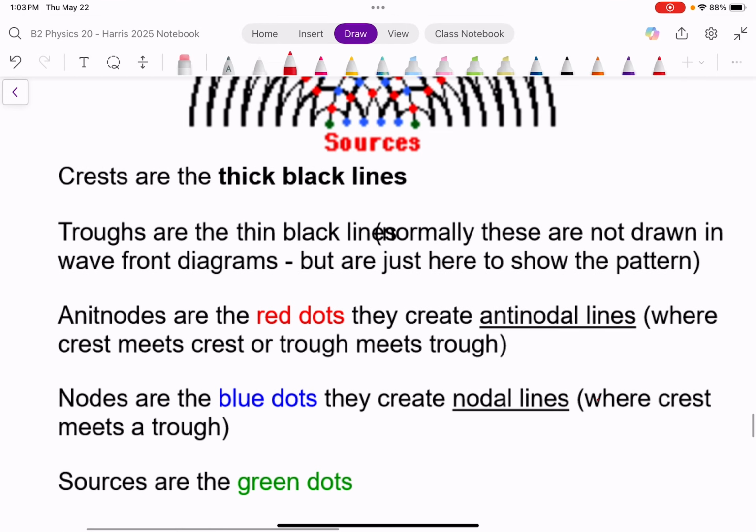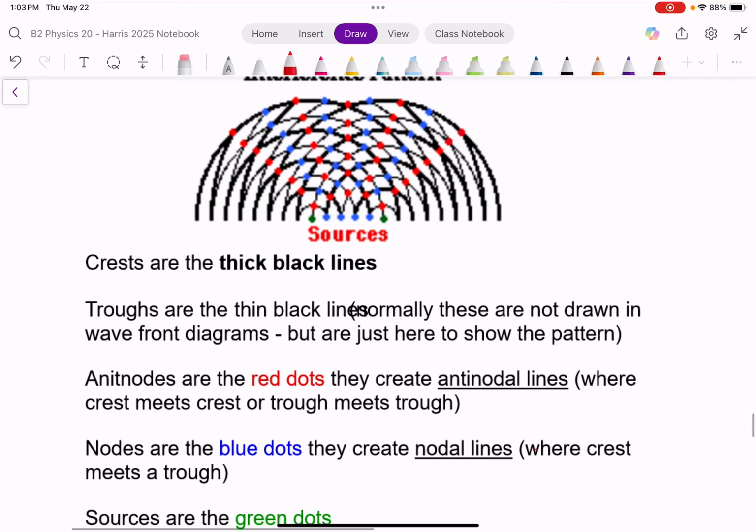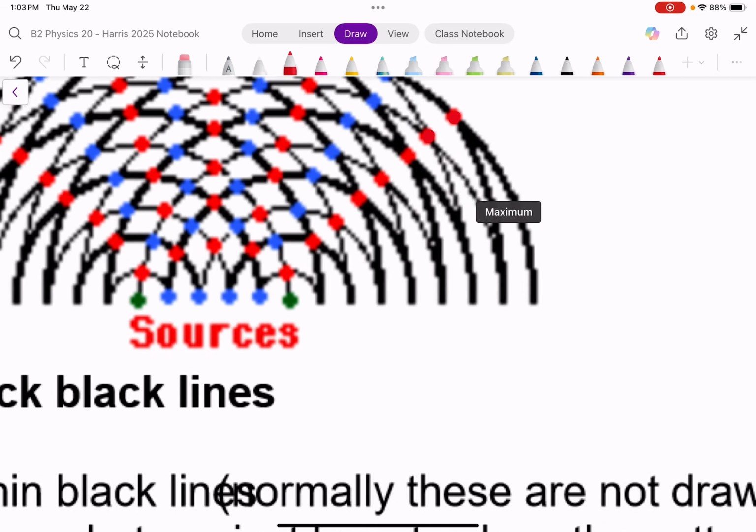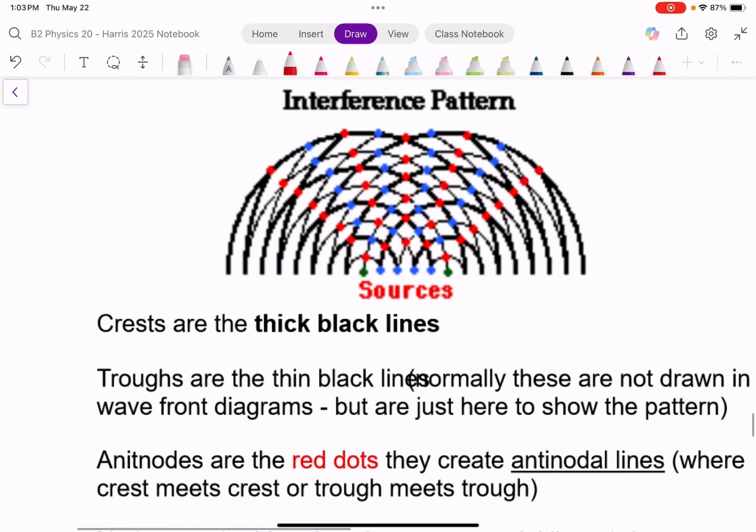Versus the blue dots, those are our node lines. This is where a crest meets a trough. And again, we talked about Pitch Perfect yesterday. She had nodes, there's no noise. Same thing here. There's going to be no wave at that point. They're going to completely flatten each other out. So that is on our blue dots, where we see a thin black line crisscross with a thick black line.